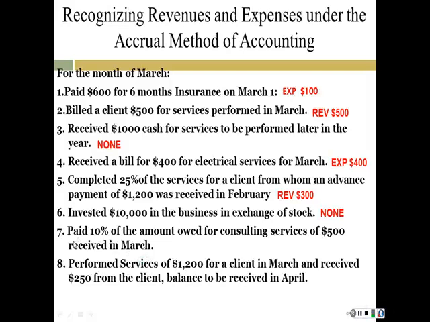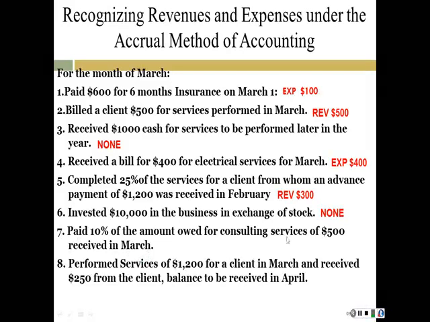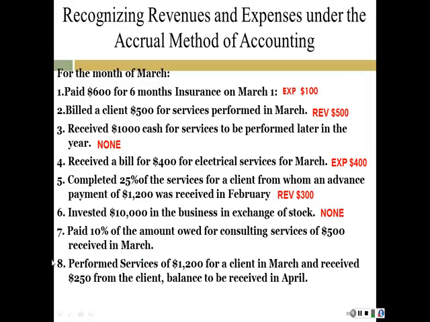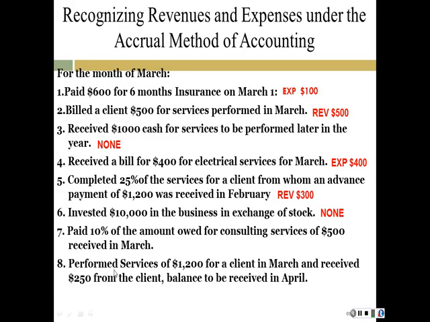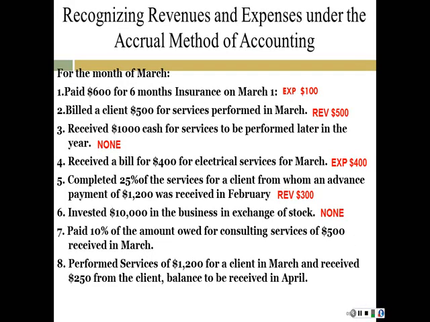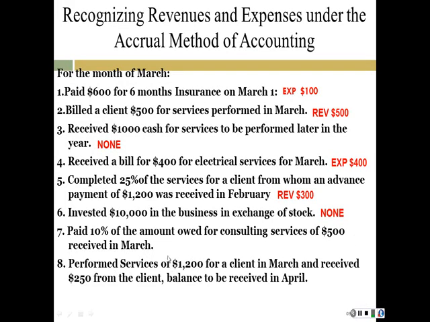Item 7, we pay 10% of the amount owed for consulting services of $500 received in March. And so here we have received consulting services worth $500, but we are paying 10% of the amount owed. So it doesn't really matter what we've paid. What matters is the benefit we've received, and the benefit we've received is worth $500, and so we do have to record an expense of $500.